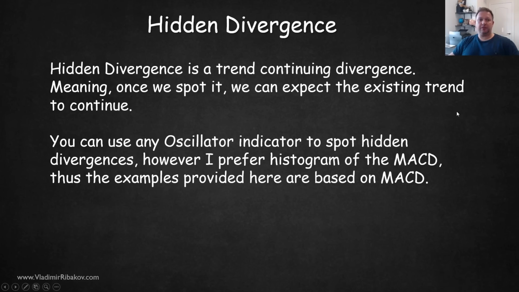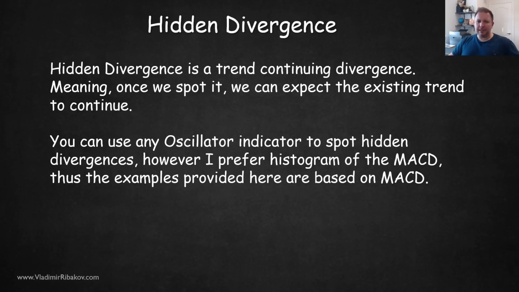So let's start. First of all, hidden divergence is a trend continuing divergence, meaning once we spot a hidden divergence, we assume and we expect that the existing trend will continue. So if it's a bearish hidden divergence, we expect a bearish trend continuation. If it's a bullish hidden divergence, we expect a bullish trend continuation.